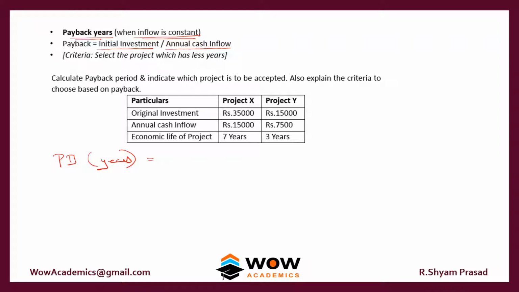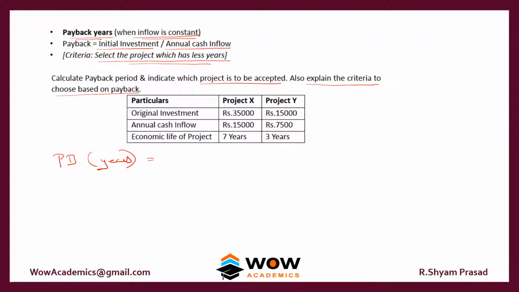The selection criteria is to select the project which has the fewer years. So the lower the better. So we'll do this problem. Calculate the payback period and indicate which project is to be accepted. Also explain the criteria to choose based on the payback.